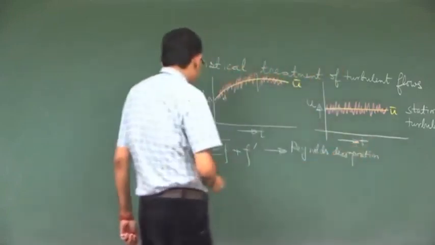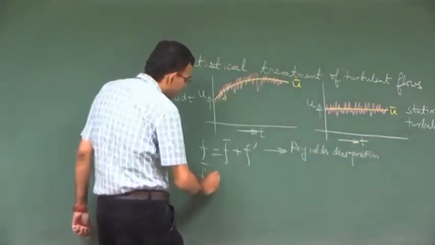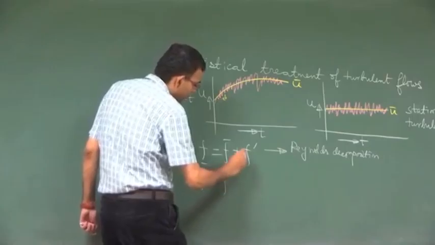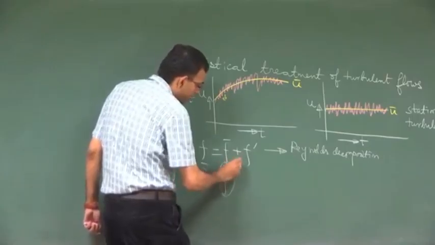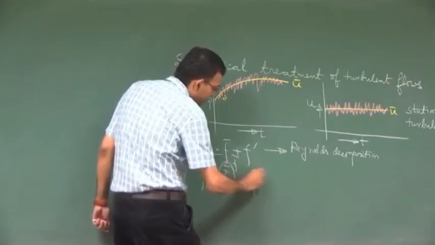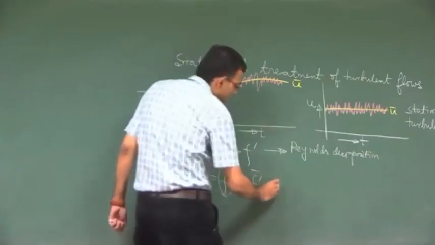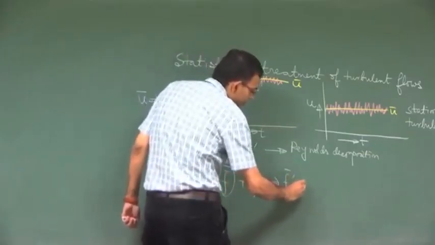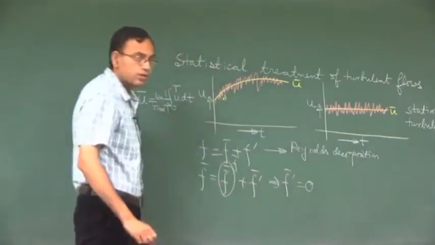So now if you take the average of both sides, f bar is equal to the average of f bar, which is f bar itself, plus the average of f prime. This means the average of f prime is 0.